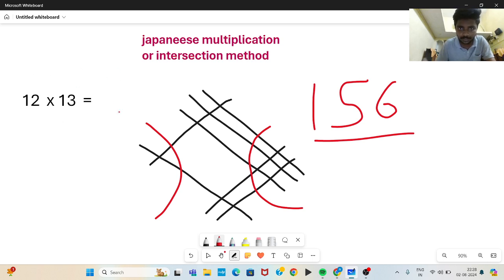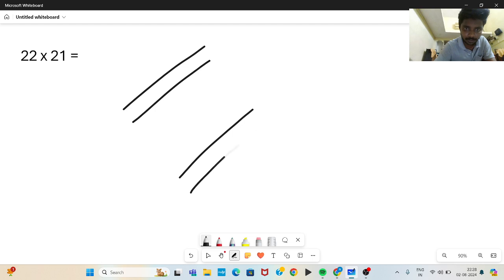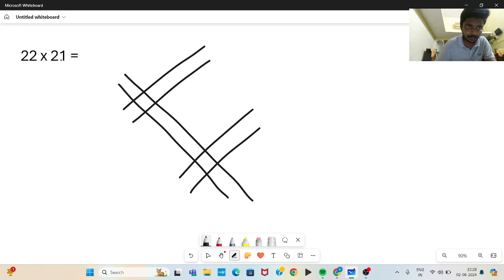If you have any doubt, you can check also with your calculator. We'll move on to some other question. See, we have here 22 into 21. Similarly, first we'll represent this 2 with two lines. Again, the next 2 is there, so we'll represent it with another two lines. Since we have a cross here, we'll represent the lines this way this time. So first we have 2, so we'll represent this 2 in two lines. Similarly, the 1 we'll represent with one line.